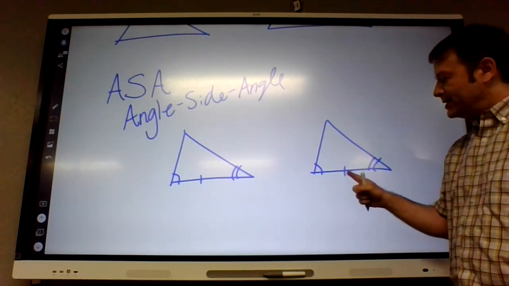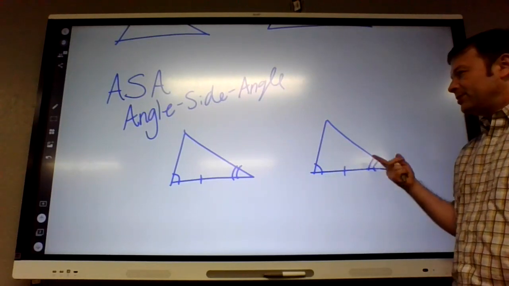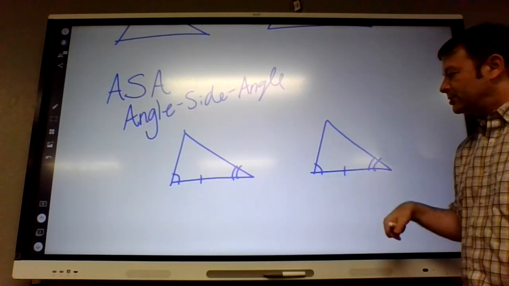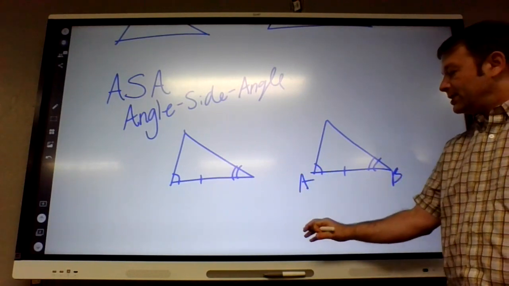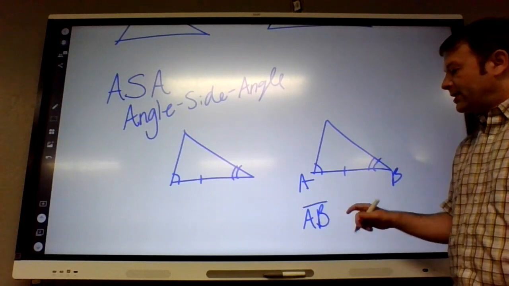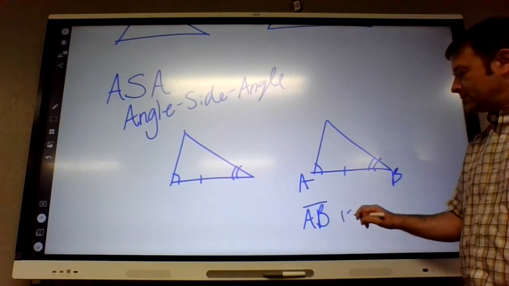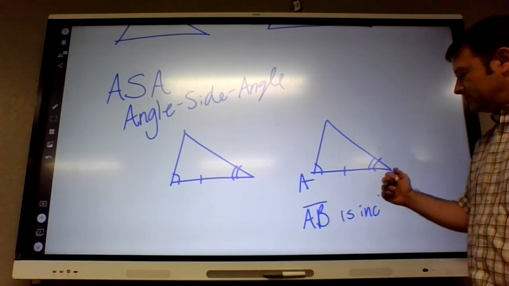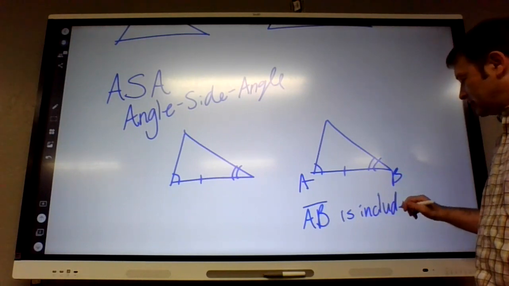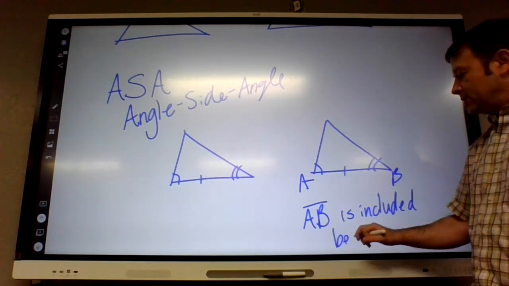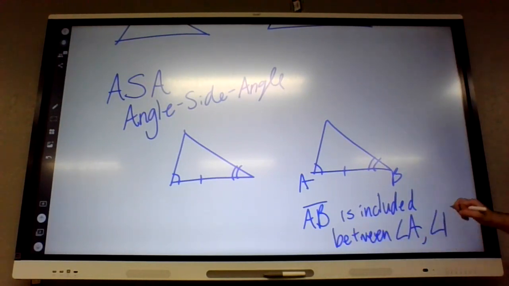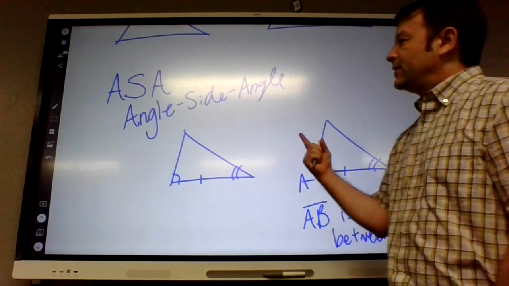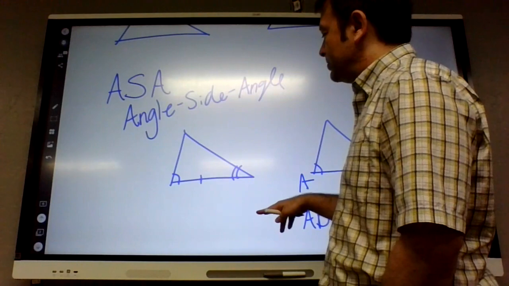So this side is between these two angles. The book calls it included. So if this was angle A and angle B, you could say segment AB is included between angle A and angle B. So you can have an angle between the sides and a side between the angles.